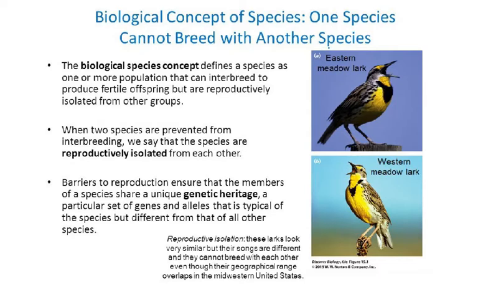Now, as you look at this diagram, you can see what is happening. Reproductive isolation: these larks look very similar, but their songs are different. And they cannot breed with each other, even though their geographical range overlaps in the Midwestern United States.